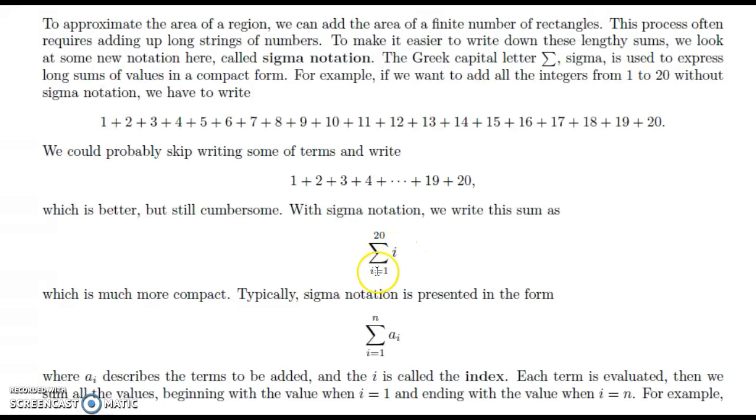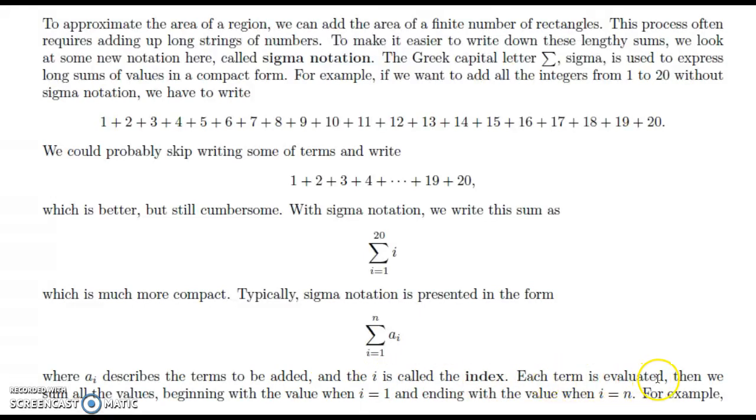So each time you plug in a value for i, when i equals 1, you get 1. Then you add the plus sign next to it. i equals 2, so plus 2, and so on. This is much more compact, and typically the sigma notation is presented in the form summation i from 1 to n of a sub i, where a sub i describes the terms to be added, and i is called the index.